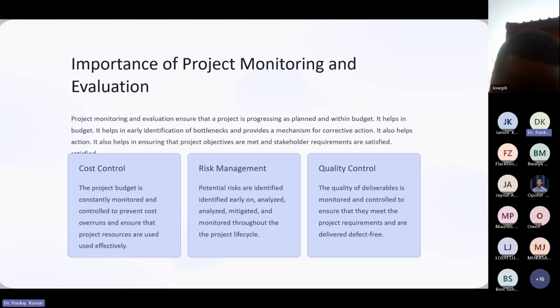Detecting problems at an early stage allows for timely corrective actions to be taken, preventing the issues from escalating and potentially derailing the project. Also, monitoring provides a mechanism for corrective action. When issues or deviations are identified, project managers can make informed decisions on how to address them, whether it involves adjusting project strategies, reallocating resources, or revising the timelines. So these are the importance of project monitoring. Now we will see about project cost.